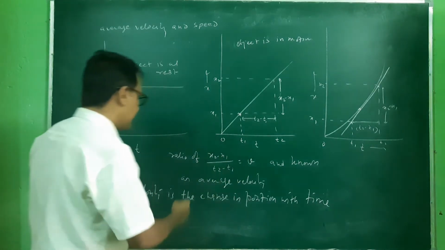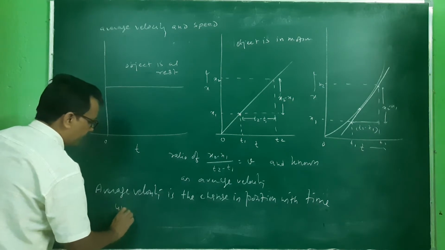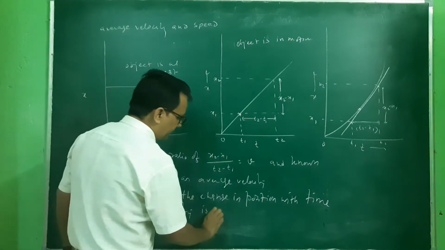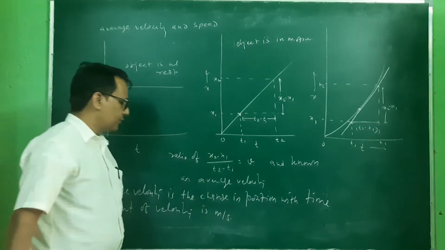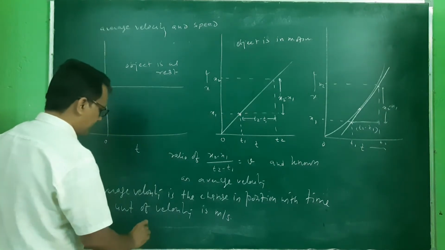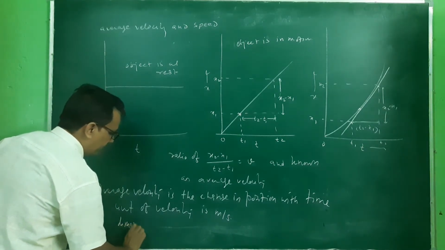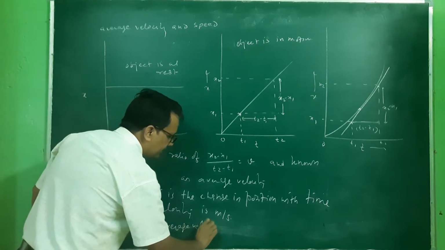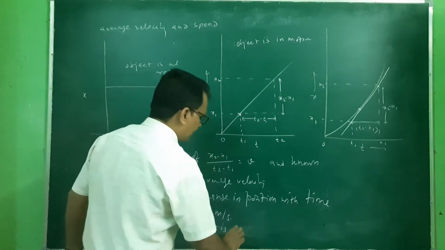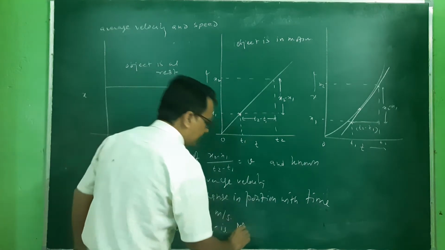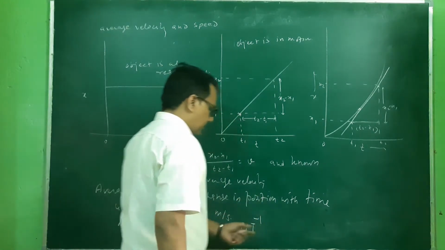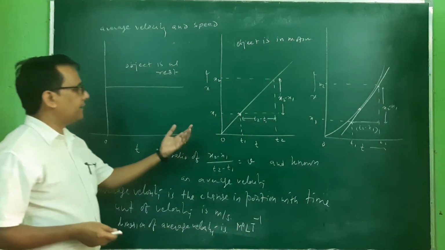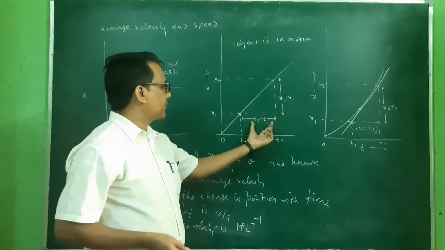The unit of velocity is obviously meter per second, as this is in meters and this is time in seconds. One should also write the dimension of average velocity. This is length, and there is no mass term, so the dimension is L T inverse. So the simple definition of average velocity is just the change in position with time.